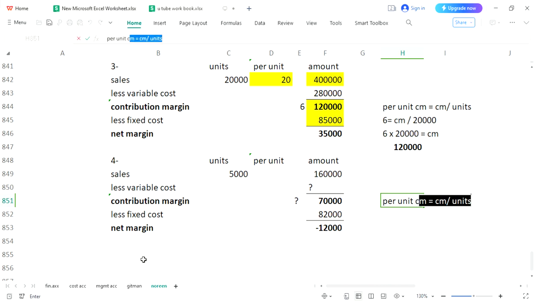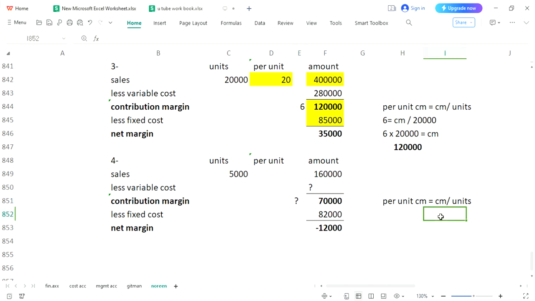And as usual, we will put the formula of per unit CM, which is CM divided by number of units. You can see that there is a question mark for per unit CM. That is what we are going to calculate. For per unit CM, you need the contribution margin, 70,000, which is present over here. So put 70,000 first, and then you need to divide by units. In this case, units are provided: 5,000. So put 5,000 over here.